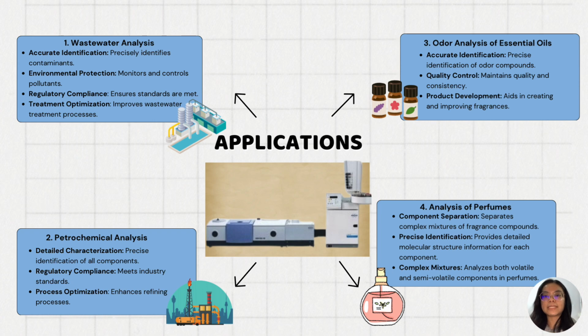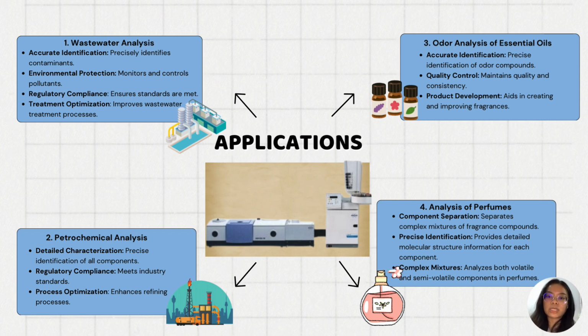Now, I will be presenting the applications of GC-FTIR in various industries. First off, in wastewater analysis, GC-FTIR ensures precise identification of all contaminants, crucial for environmental protection. It aids in monitoring pollutants and ensures regulatory compliance by meeting discharge standards. Additionally, it optimizes treatment processes with detailed chemical composition information.